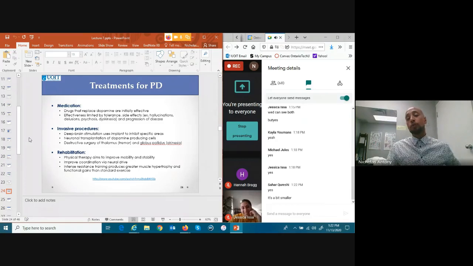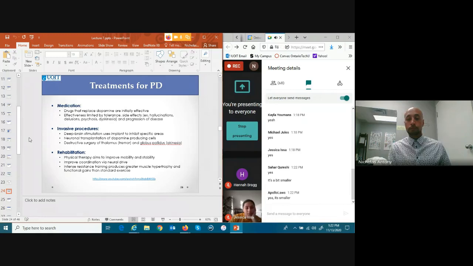Okay. So what are some treatments that they have? Someone has said their grandfather has Parkinson's disease. Do you know what treatment they got? Does anyone know what treatment they got for anyone that knows Parkinson's disease?